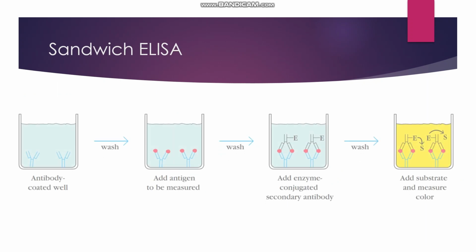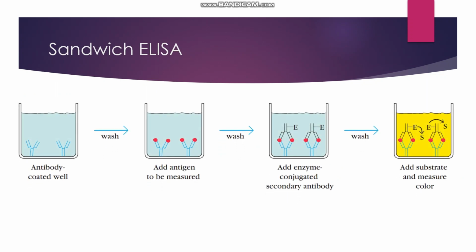Sandwich ELISA. In sandwich ELISA, antigen can be detected quantitatively. In this technique, the antibody is immobilized on a microtiter well plate. A sample containing antigen is added and allowed to react with the immobilized antibody. After washing, a secondary antibody which is enzyme linked is added to react with the primary antibody. After washing, substrate is added and the colored reaction product is measured.